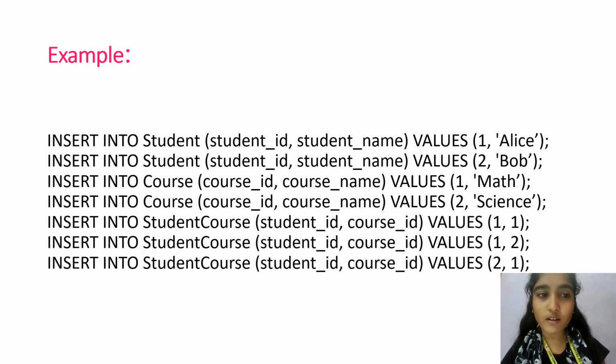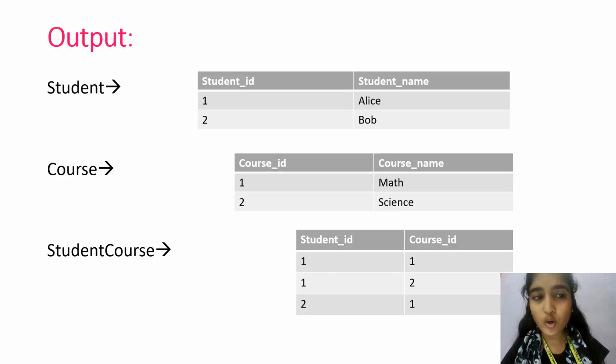So moving to the next, I have given an example also. We are inserting values into each table individually: one is the student table, another is the course table, and the last is the student course table. After inserting all the values into the three tables, the first table is student, which consists of two columns, student ID and student name. The second table is course, with course ID and course name. The third table is the student course table, which also consists of two columns, student ID and course ID. By this we can observe the relationship.